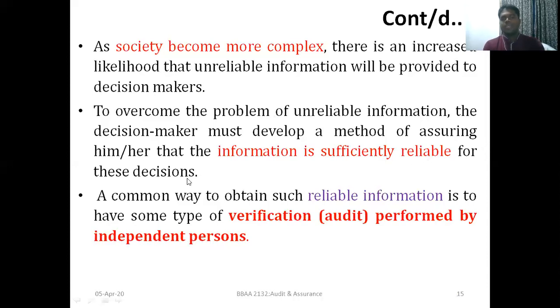So then the problem is, this kind of situation is there. In order to avoid this problem of unreliable information, fake information, a particular decision maker, you may be the decision maker, myself, I'll try to make some decisions. So we have to develop a method of assuring him or her that the information is sufficient. In order to get adequate and reliable information, we have to create a method of assuring and verifying, and so the audit is there.